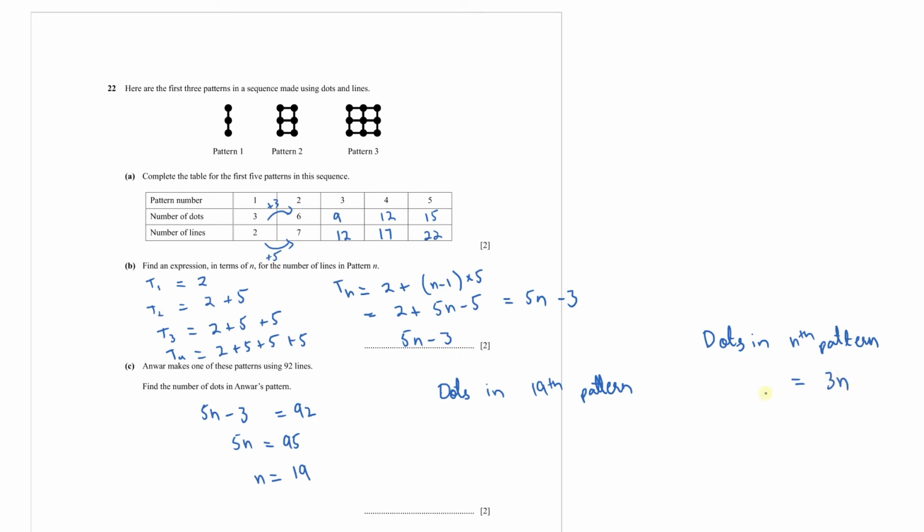If you substitute n equals 1, you get 3. N equals 2, 3 times 2 is 6. If you substitute n equals 3, you get the number of dots in the third pattern, which is 9. So you're looking for dots in the 19th pattern. That will be 3 times 19, which is 57. So the number of dots in this pattern will be 57.